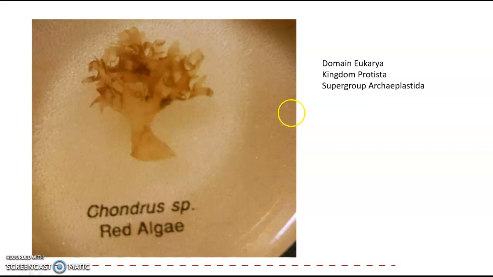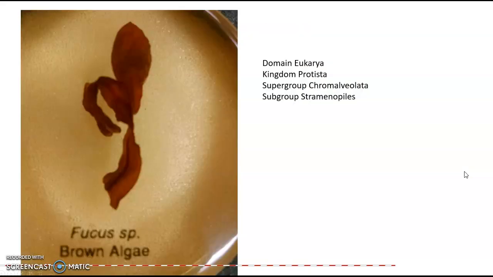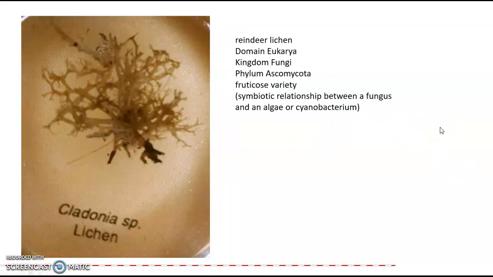And another one from the supergroup Archaeoplastida, but this time this is red algae. The red algae actually looks green with some specks of red if you look at it up close, and you just have to know the common name, red algae. Then we have some specimens that are brown algae. Brown algae is not in the Archaeoplastida. It is in the supergroup Chromalveolata and the subgroup Straminopiles. Here's another brown algae, subgroup Straminopiles.